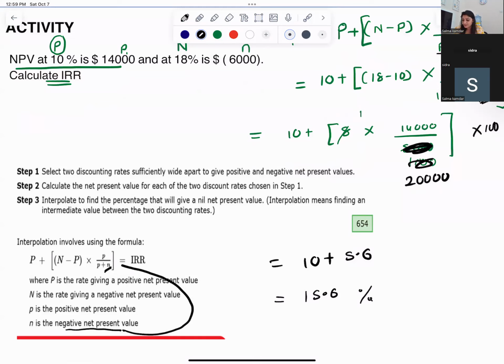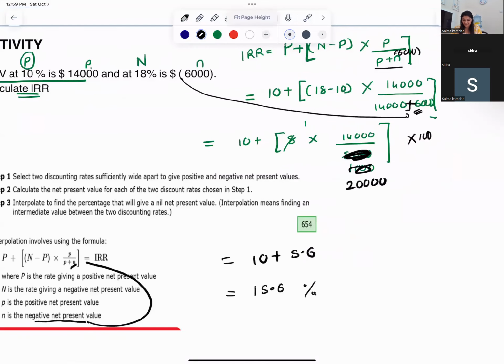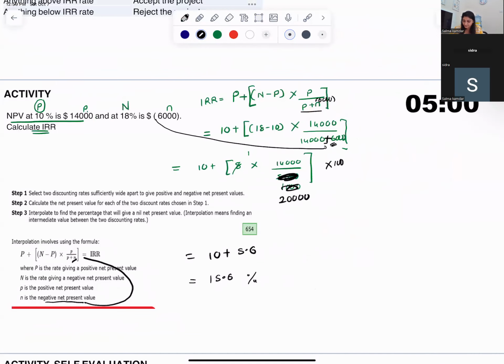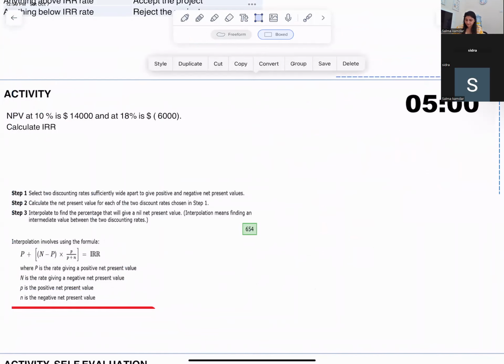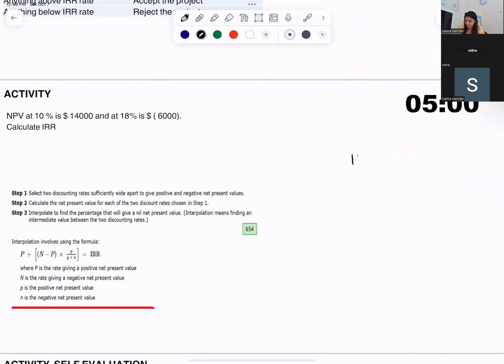Just remember, you are just going to put the value of your negative NPV. You are not going to put the negative sign. So 15.6% is what? IRR. That means when you discount your inflow minus outflow at 15.6%, your investment would have what?